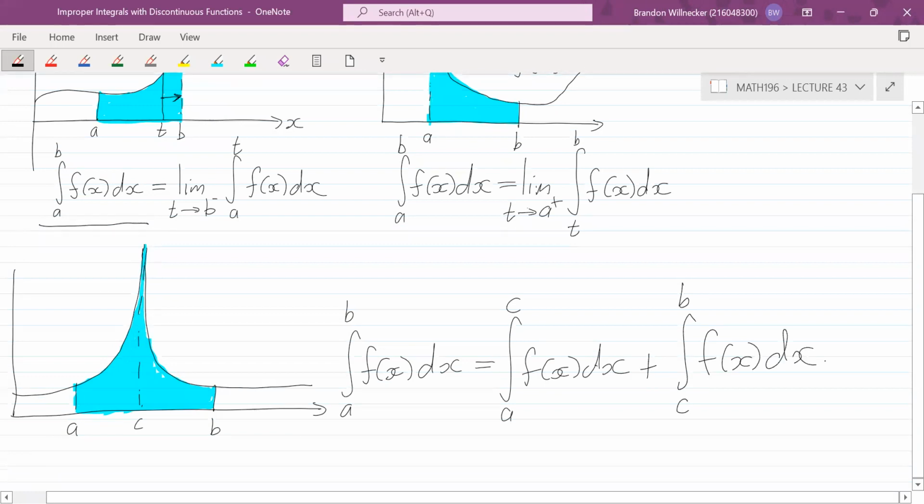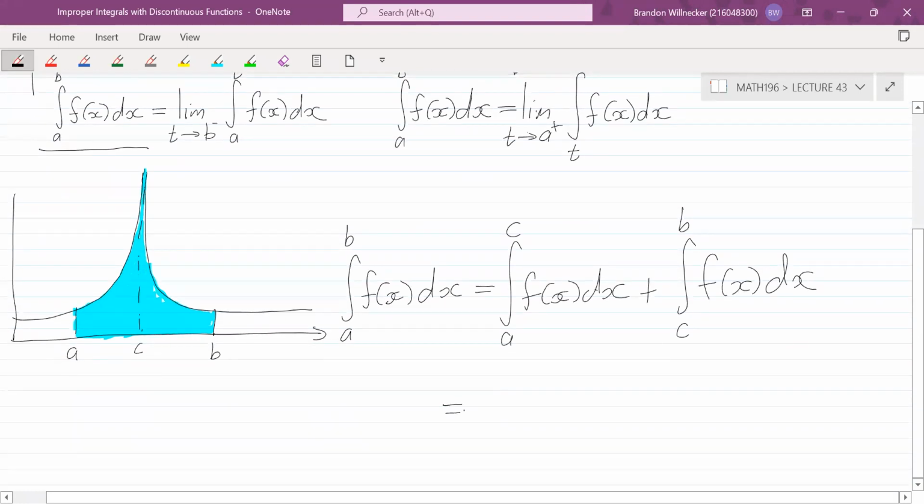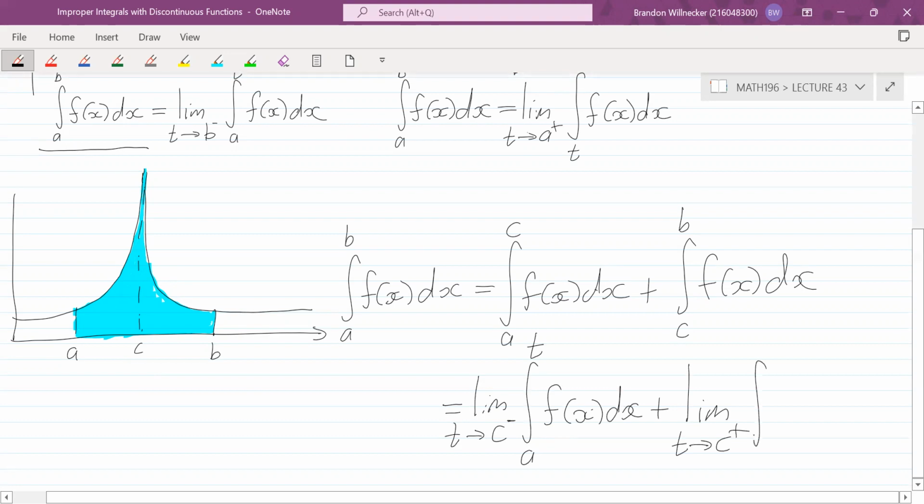Now we know how to handle these two. We need to use the appropriate limits. So this is going to be the limit as t approaches c minus, because we're on the left-hand side, the integral from a to t, f of x dx, plus, and now for the other side, the limit as t approaches c plus, because we're going from right to left, the integral from t to b, f of x dx.